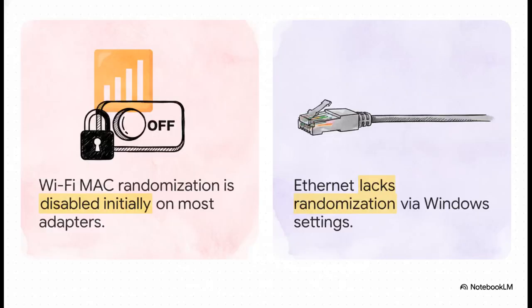Now, you might be thinking, but my operating system randomizes my MAC address for privacy. Well, let's dismantle that comforting little thought for a second. While Windows absolutely does support Wi-Fi randomization, it's actually turned off by default on most adapters. You literally have to manually dig into your per-network settings to turn it on. And if you use wired Ethernet, Windows settings do not support randomization for Ethernet at all. Zero. You are broadcasting your true, baked-in hardware address unless you go out of your way to manually override it.